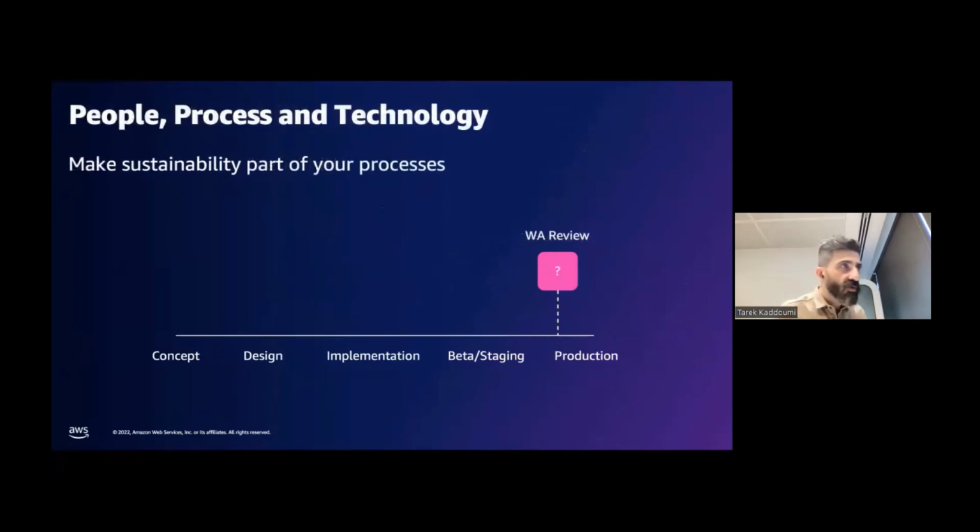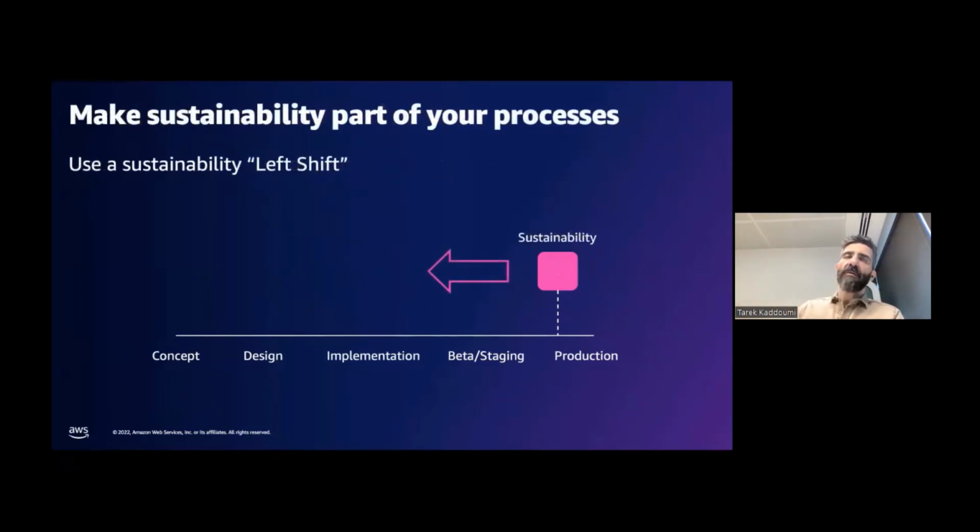Another best practice that we invite you to do, or a pillar, is to start with your sustainability goals and move backward, instead of moving from left to right, conceptualizing, designing, implementing, and staging, then producing your workload, then asking yourself how my workload is compatible with my sustainability goal. We invite you to start always with your sustainability goal and to move backward so you can conceptualize, design, implement, and stage your solution and your workload aware of your sustainability goals.